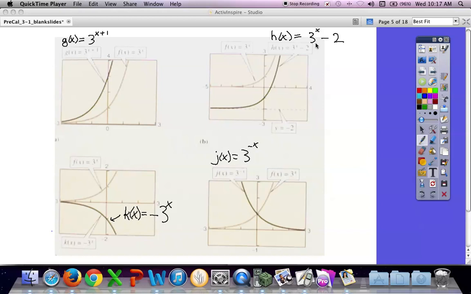What do you do to the function when you subtract a number after the function? Down 2. So here's the original, and here's the transformed graph. Now, what did that do to the asymptote? Yeah, it's going to move the asymptote down 2. Now the asymptote is y equals negative 2. So what would you say is the range in this problem? Y is greater than negative 2.